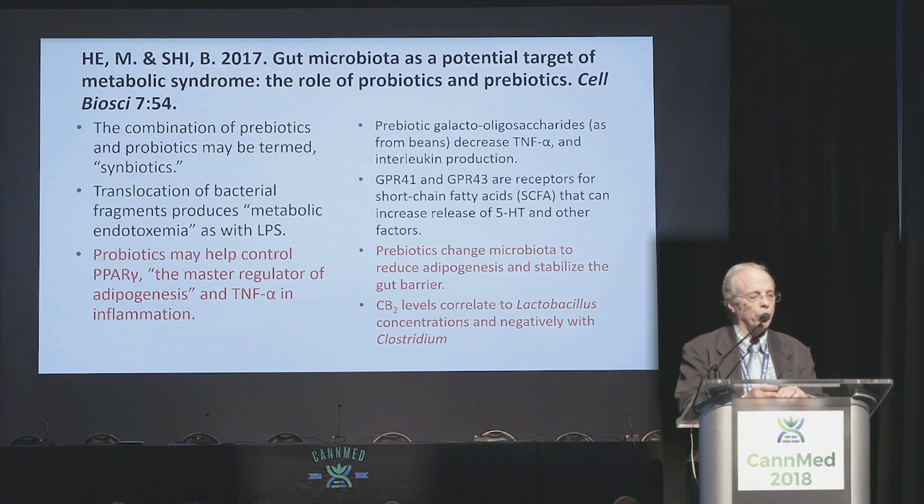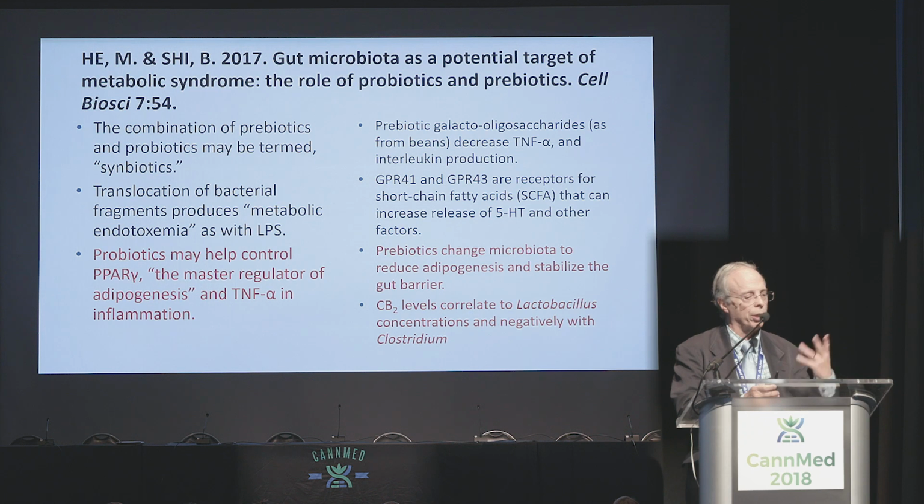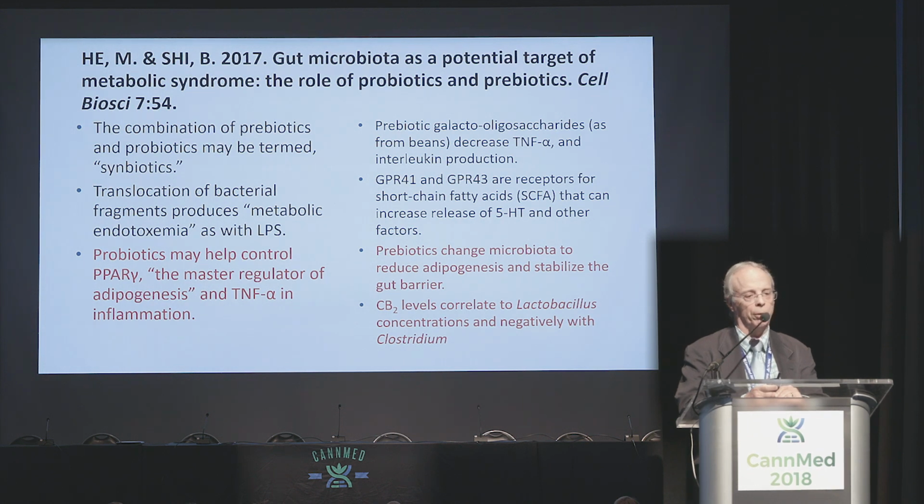So, additionally, probiotics may help control PPAR gamma. This is a nuclear receptor you're going to be hearing a lot more about. It regulates gene transcription. Recently, it was shown that cannabidiol and also THCA, tetrahydrocannabinolic acid, are agonists of this receptor. And it's been called the master regulator of adipogenesis, the production of fat. Also regulating tumor necrosis factor alpha, which is important in autoimmune diseases and in inflammation.